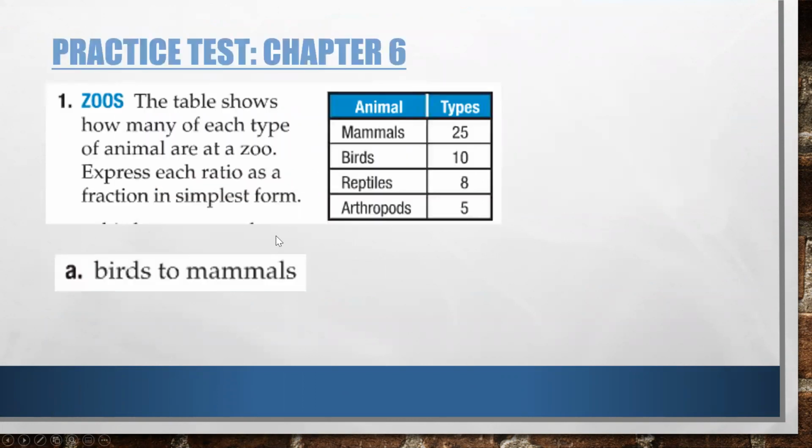All right, so problem number 1 is about zoos. It says the table shows how many of each type of animal are at a zoo. Express each ratio as a fraction in simplest form. Okay, so for this one here, it says to compare birds to mammals. So we've got 10 birds and 25 mammals. Okay, so 10 to 25. And we need to have this in simplest form.